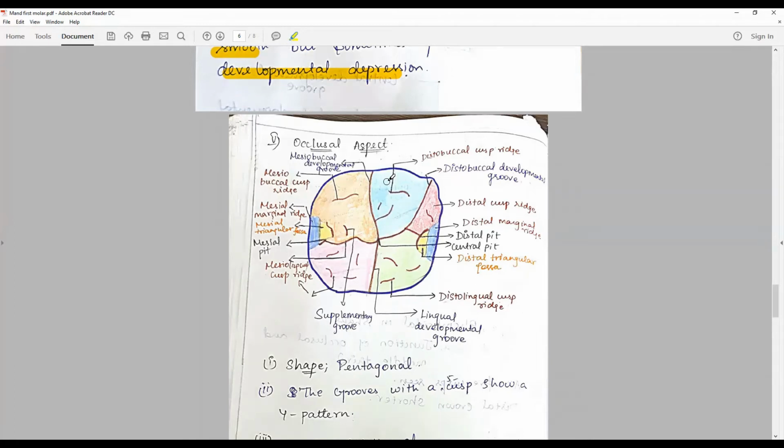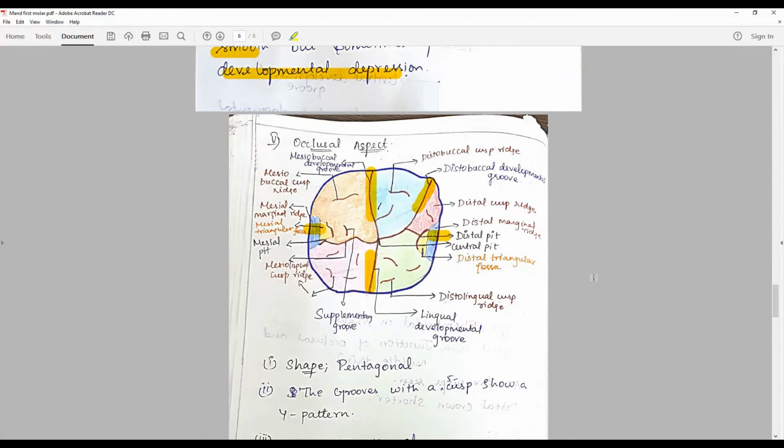Mesiobuccal largest. So we have mesiobuccal and distobuccal developmental grooves. The lingual outline, the lingual margin, is divided into 2 slightly convex sections by the lingual developmental groove. The mesial portion is larger. And the mesial outline is divided into 2 approximately equal parts by the mesial marginal groove. Mesial marginal groove and distal marginal groove running across the mesial and distal marginal ridge.